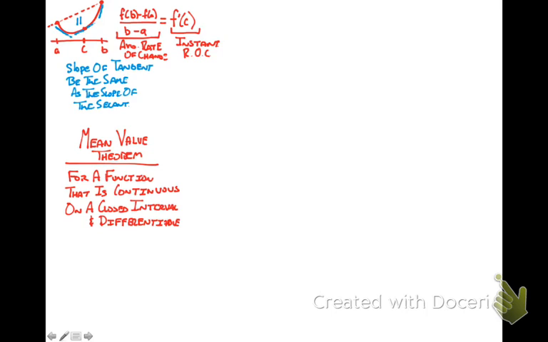Right? If that's true, then at least one place in the interval f prime of c must equal f of b minus f of a all over b minus a. Or the slope of the tangent line, f prime of c, must equal the slope of the secant line, the slope from endpoint to endpoint.